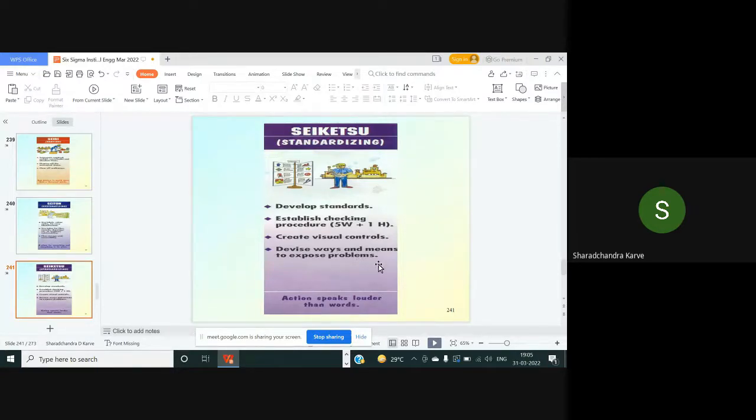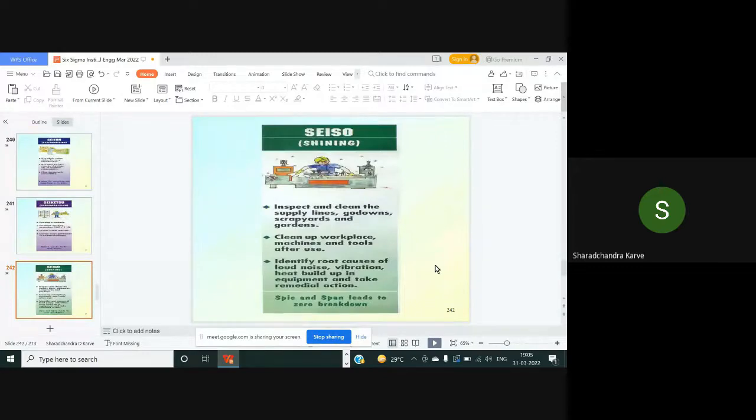It means to expose problems. So action speaks louder than words. Then shining. In the Japanese concept, when people come to their workplace, they themselves clean everything. So that is what is meant by shining. They even clean their desk. There is no housekeeping person assigned in an organization.